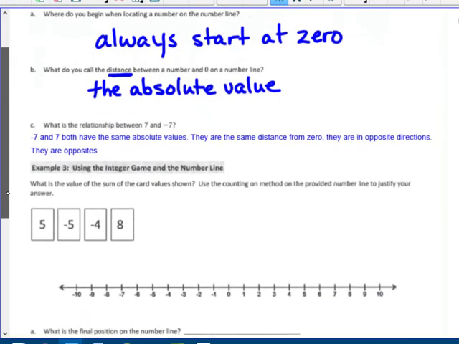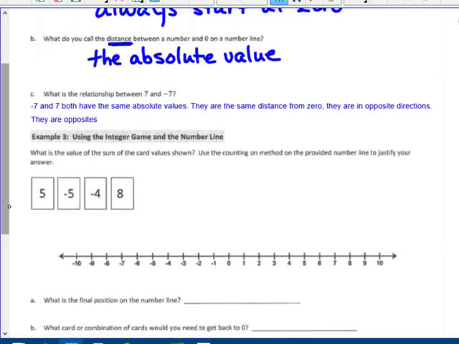Letter C, you can see I already filled in here. What is the relationship between 7 and -7? So you may need to pause the video here because I'm not writing this. It's already written here, but you need to fill this in. -7 and 7 both have the same absolute values. They are the same distance from 0. They are in opposite directions. They are what are called opposites.